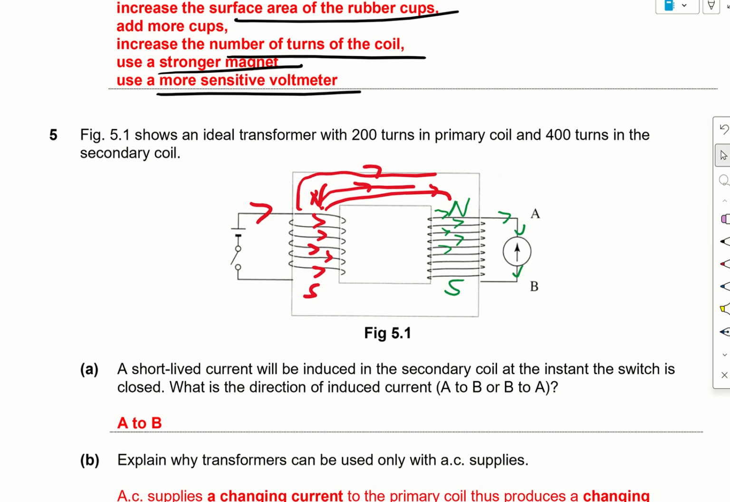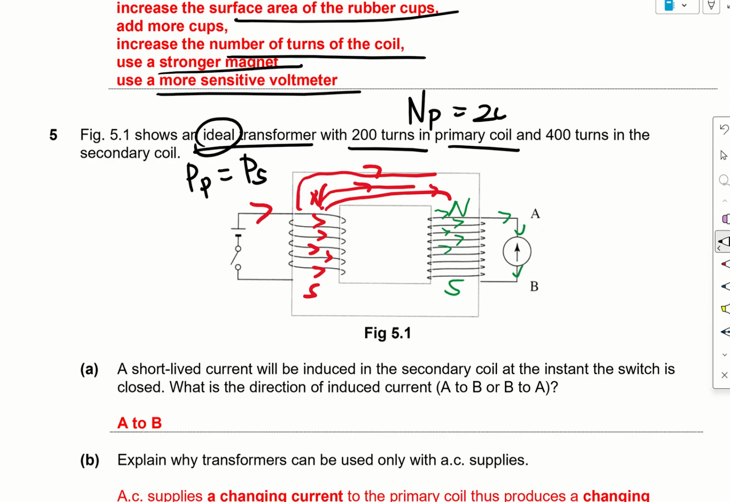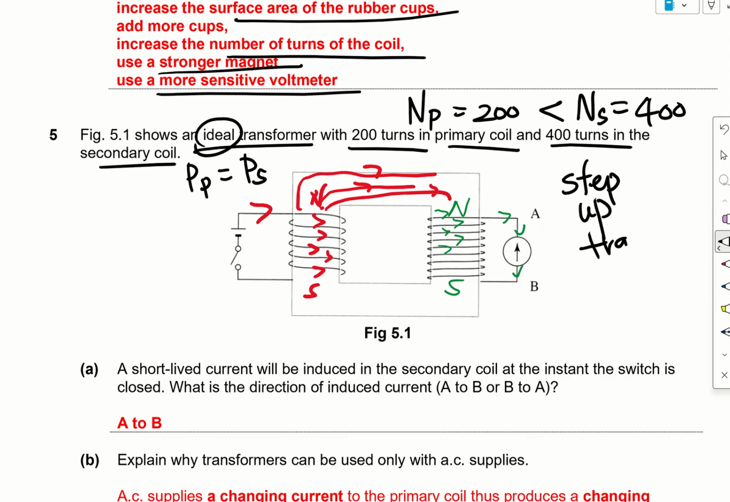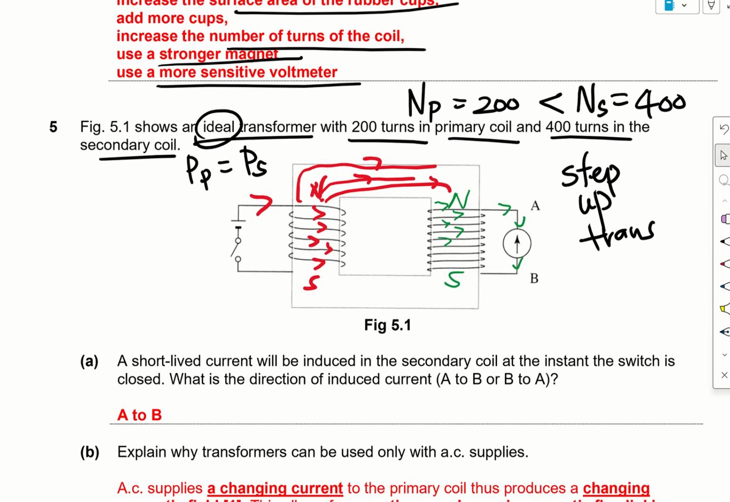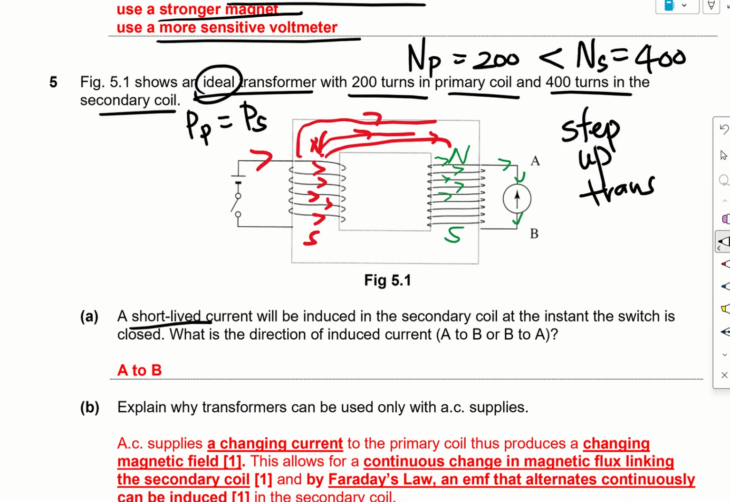Question 5 shows an ideal transformer. That means PP is equal to PS. With 200 turns in the primary coil, NP equals 200. 400 turns in the secondary coil, so NS equals 400. Since the number of turns in the secondary is more than the primary, this is a step-up transformer. A short-lived current, that means very momentary, will be induced in the secondary coil at the instant the switch is closed. Why?